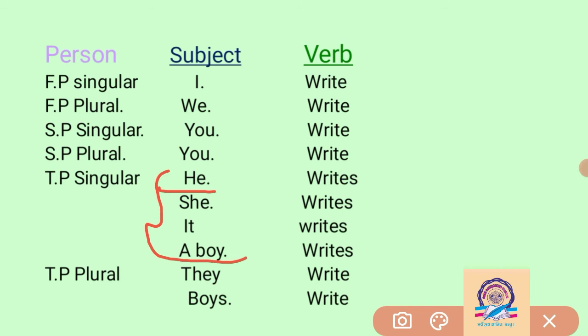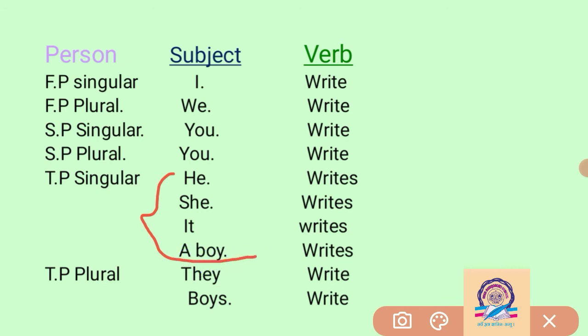If feminine gender is there, we have to use the subject she. And if a bird's name, an animal's name, or a non-living thing is there, we have to write it only. But the third person is only one singular noun here. For the plural, we have to apply other words here. So remember it carefully.